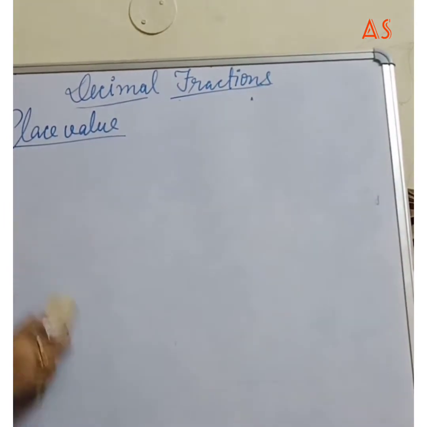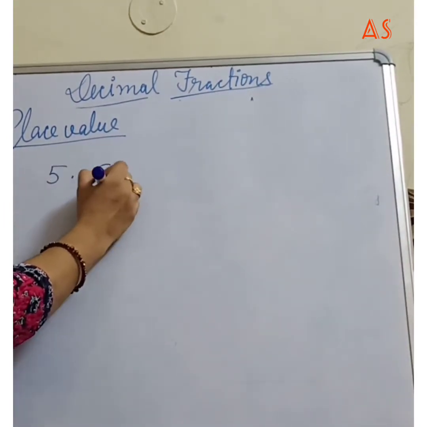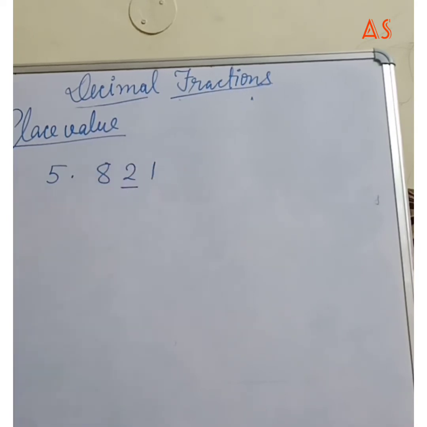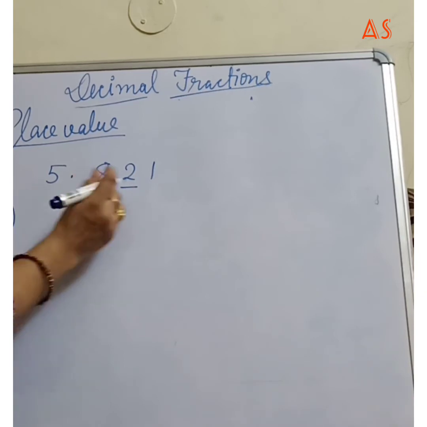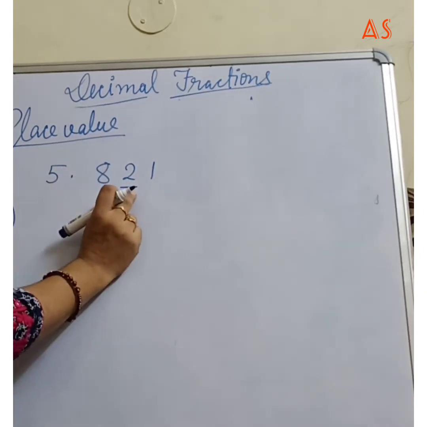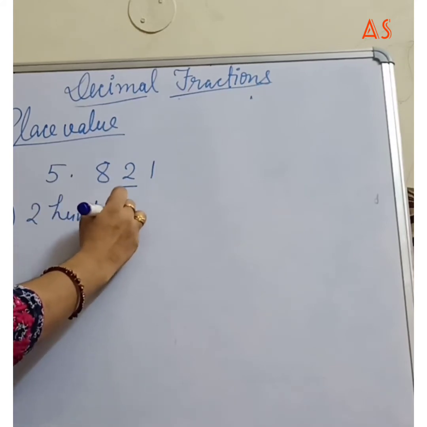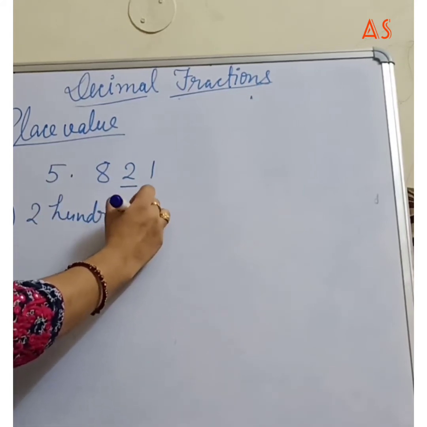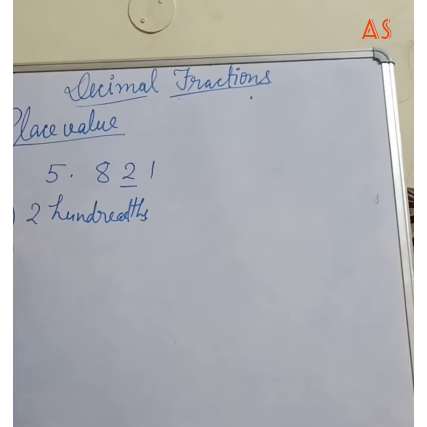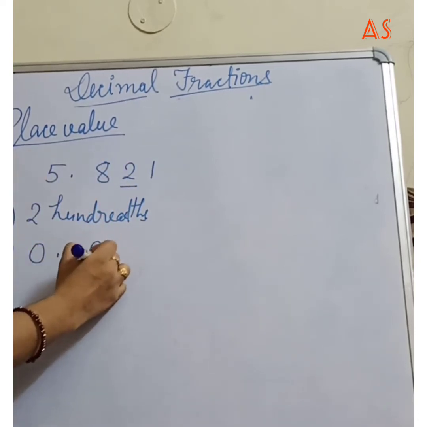Suppose the number is 5.821 and we want to find the place value of 2. There are 3 methods I told you. First method, directly: first value 10, 100, 1000, so we can write 200. Second method, we can write all numbers as 0 before the number: 0.02.